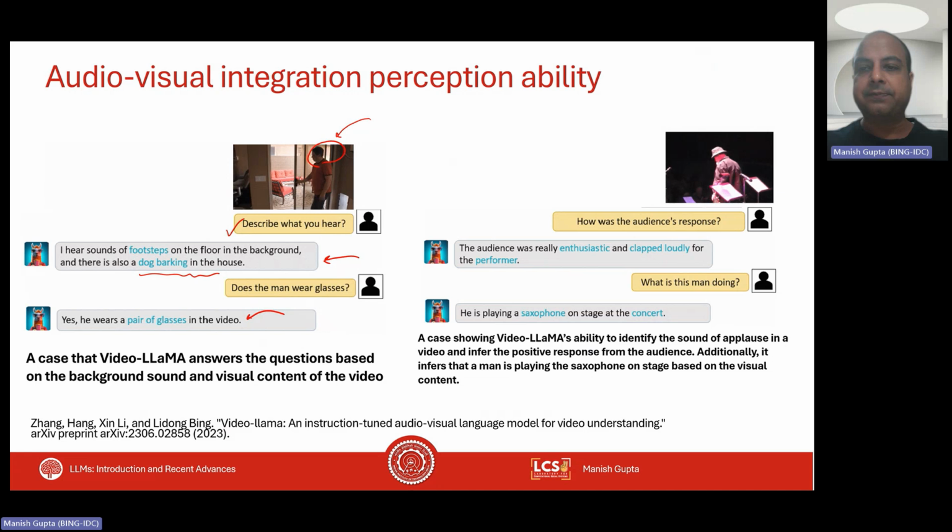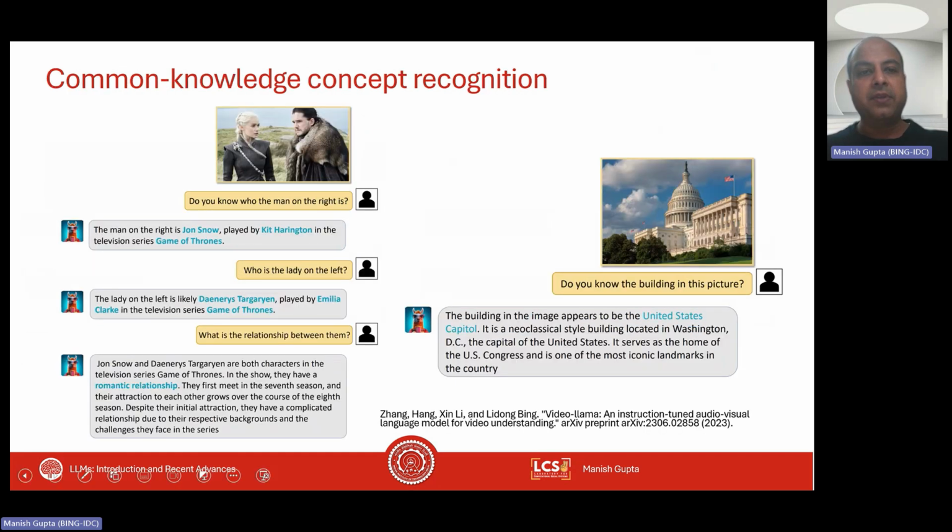Okay. Another one is on the right side, where this guy just gave a performance. So how was the audience's response? You can ask, and the model nicely says the audience was really enthusiastic and clapped loudly. Of course, you can't hear the claps in the audio, but when you have the slides, you can actually play this and hear the claps as well. Okay. What is this man doing? Well, the man is playing a saxophone on stage at the concert. So the instrument is visible here, and essentially that's what the man was doing. Right. So these models are pretty awesome because they can actually describe videos also.